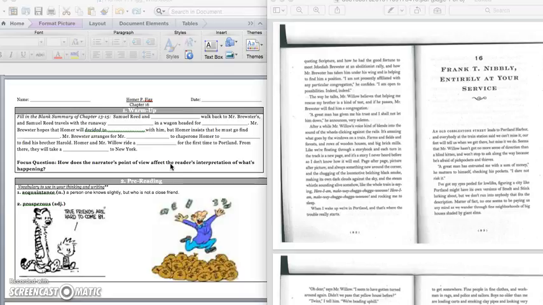You can start this recording over if you missed a couple of the blanks and re-listen to it, or press pause to finish filling in the blanks. We're going to move on to our focus question. How does the narrator's point of view affect the reader's interpretation of what's happening?